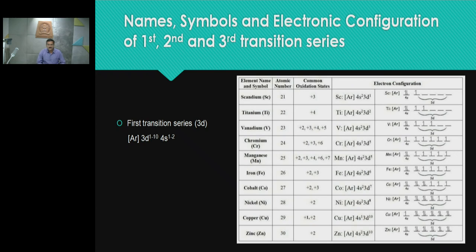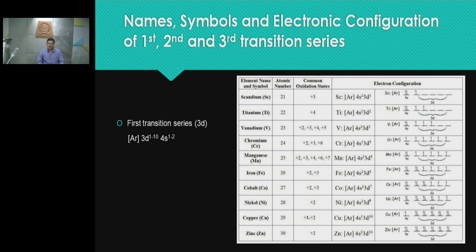Then we have to see the electronic configuration. In the first transition series, the outermost electronic configuration is 3d1 to 10, 4s1 to 2. The elements are scandium, titanium, vanadium, chromium, manganese, iron, cobalt, nickel, copper, zinc, with atomic number from 21 to 30. This is the general electronic configuration.